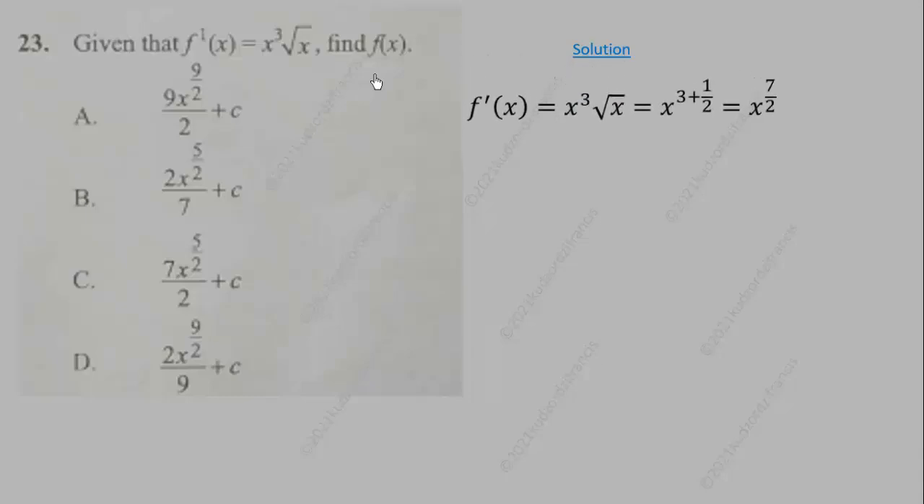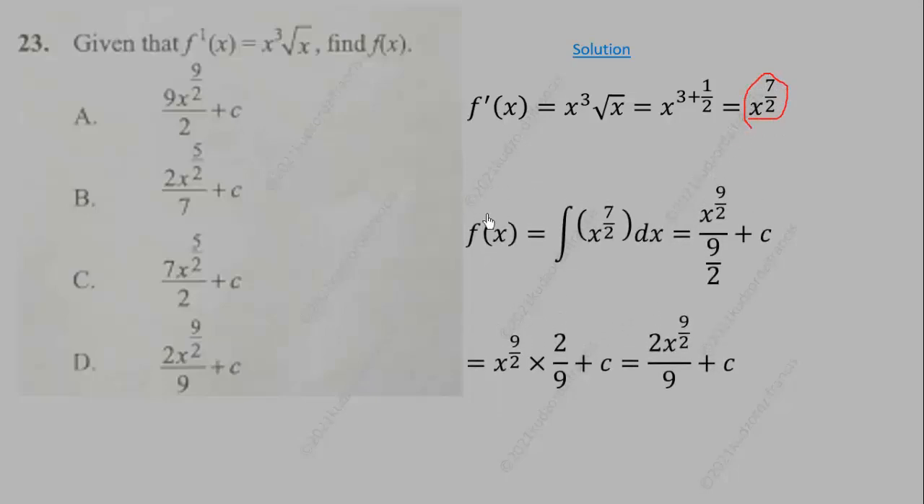So let's integrate. First of all, we can rewrite this using indices. So x exponent 3 times x exponent half. The root here means x exponent half. Then apply the product rule to get the addition of the exponents, and that will give us x exponent 7/2.